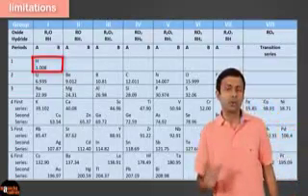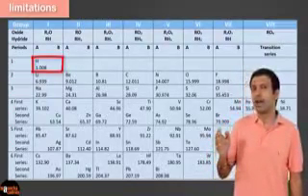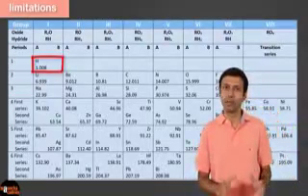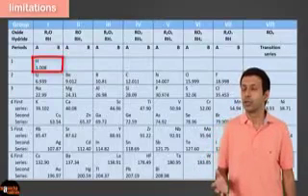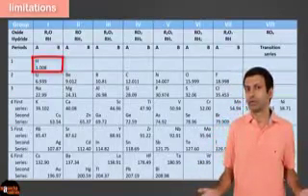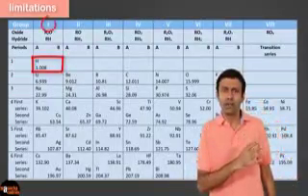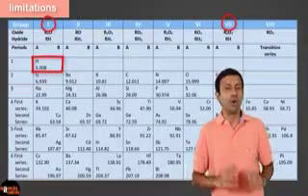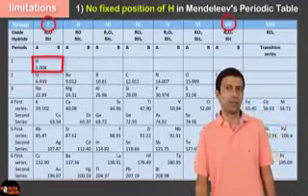But hydrogen also shows the properties of elements in group 7, which are called halogens. So just like the halogens, it has a diatomic molecule. It can combine with metals and with non-metals to form covalent compounds. So where should we put hydrogen? In group 1 or group 7? So this was the limitation. No fixed position could be given to hydrogen in Mendeleev's periodic table.